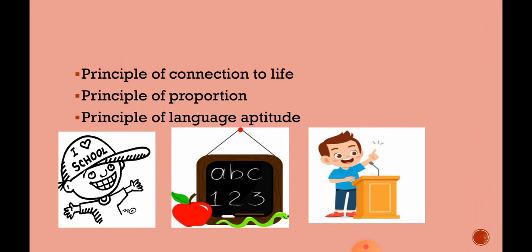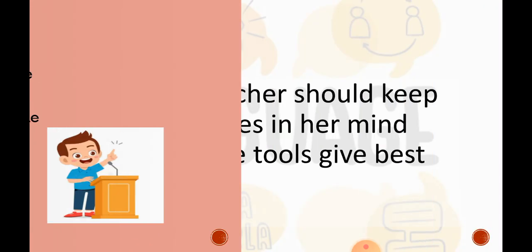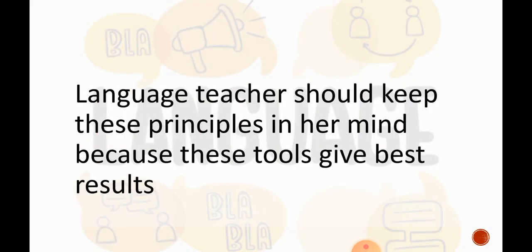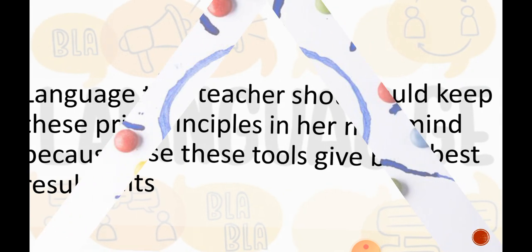Principle of proportion. There must be accurate proportion in all aspects and skills of teaching. One aspect should not be sacrificed for the other. Principle of aptitude says that language aptitude should be taught, that is phonetic coding, grammar, rote memorization, and so on. For learning a language, language aptitude is a necessity. We can say that a language teacher must keep the principles in her mind while teaching English. The principles are the best tools that show the best results in the teaching and learning of a language.